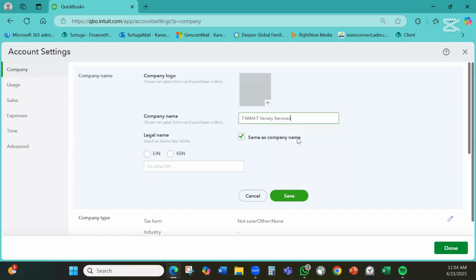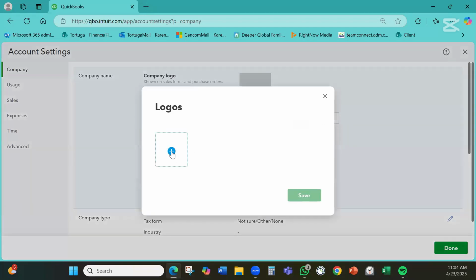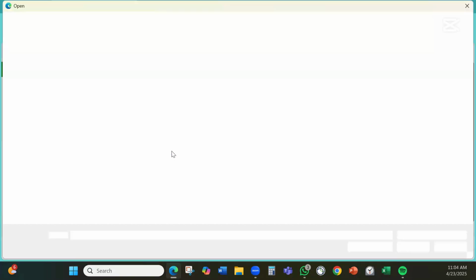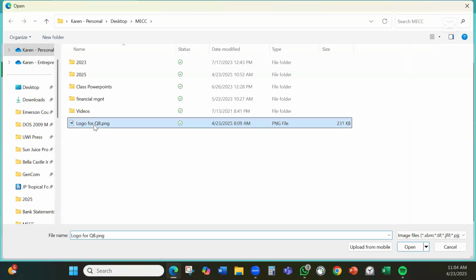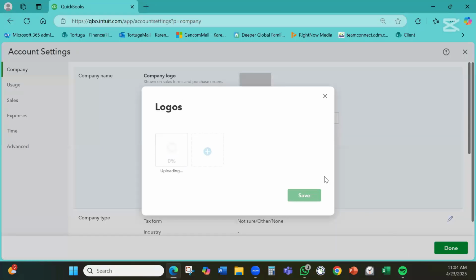All right, so this was the name of the company. I'm going to put in a logo. And your logo is good because you want your logo to come out on your invoices and all of those things, right? You want to have a presence out there when you have your documents. So I came up with a logo and I'm just waiting on it to attach, and then I'll save it.